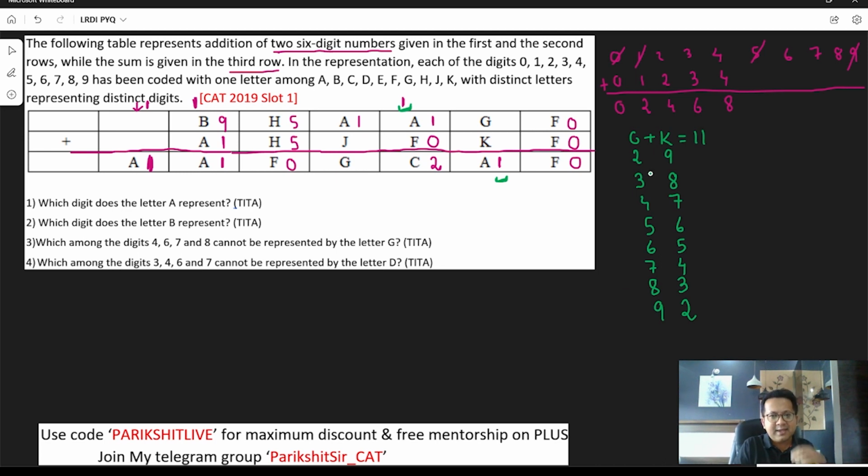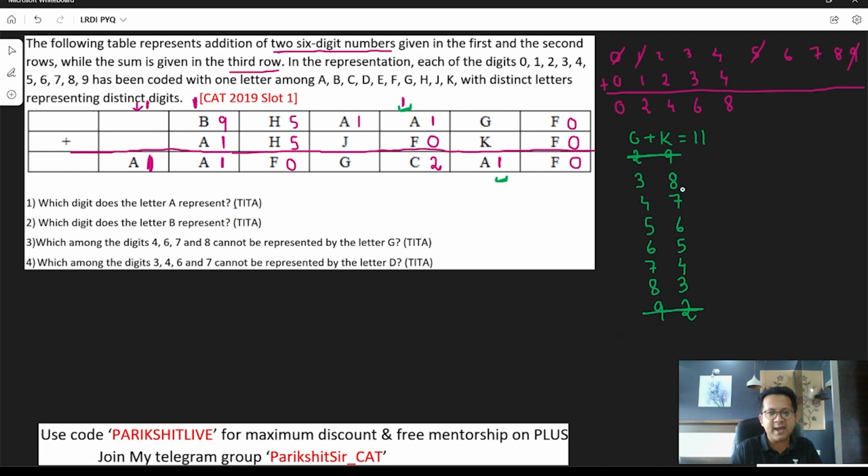Now think about it. Can any of the values be, let's say, 2? No. Why? For the simple reason, C is already 2. So none of the other alphabets can be 2. So I can say this is not possible, and even the last one is not possible because C is already 2.